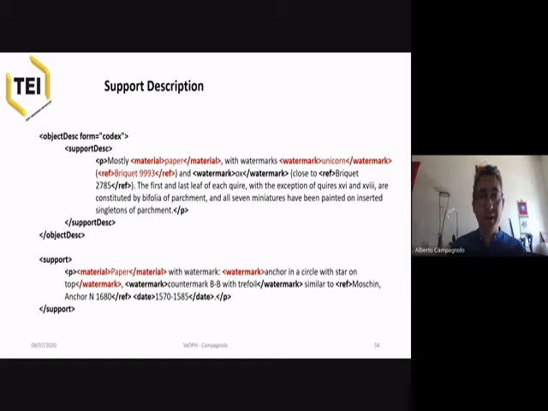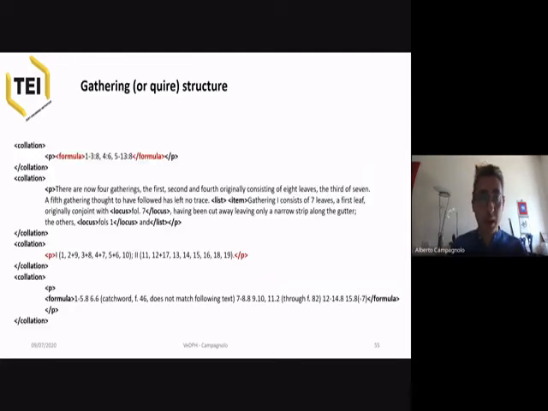So for material and support, you do get the tagged materials that allows you to at least identify that inside that tag you have paper or parchment. You can identify watermarks, but that's where you stop. For collation formulas, you can use the tag formula to say, okay, inside here you have a formula, or you can use the P, because you can describe the gathering structures through simple sentences.